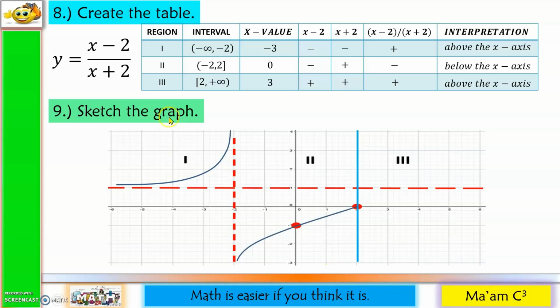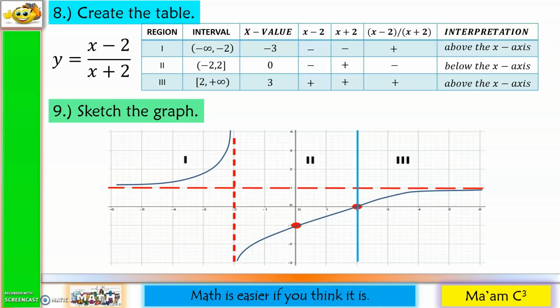Now, when it enters region 3, the graph should now be above the x-axis. So here is our x-axis, so above the x-axis. But I have a horizontal asymptote here that I should not cross. So let's graph above the x-axis and follow through the horizontal asymptote. This graph is done manually.